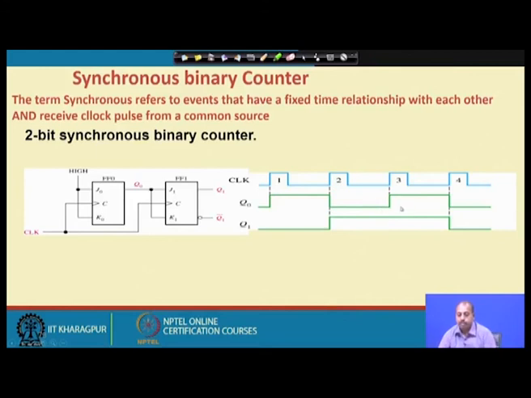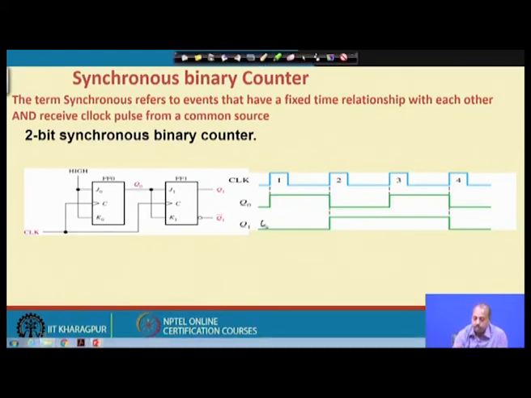Then again at this clock edge Q0 is equal to 0, so Q1 does not transit, but at this point it will again transit. If you look into the value that it is counting, it is 0 0 here, then 0 1, then 1 0, and then 1 1, and then it goes back to 0 0. That is a 2-bit synchronous binary counter. In this way we can design synchronous counters also.